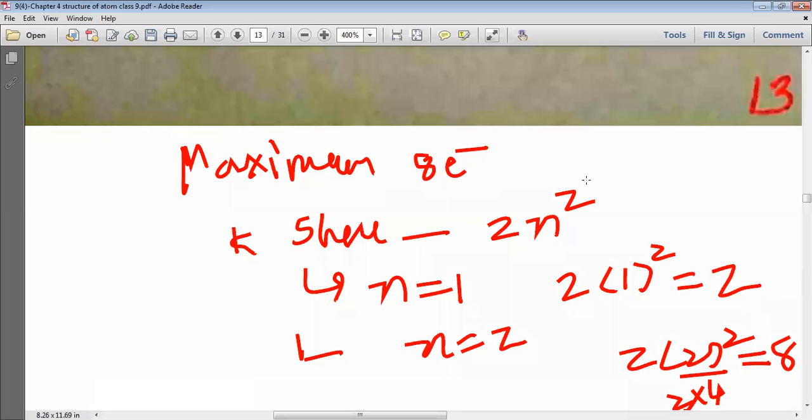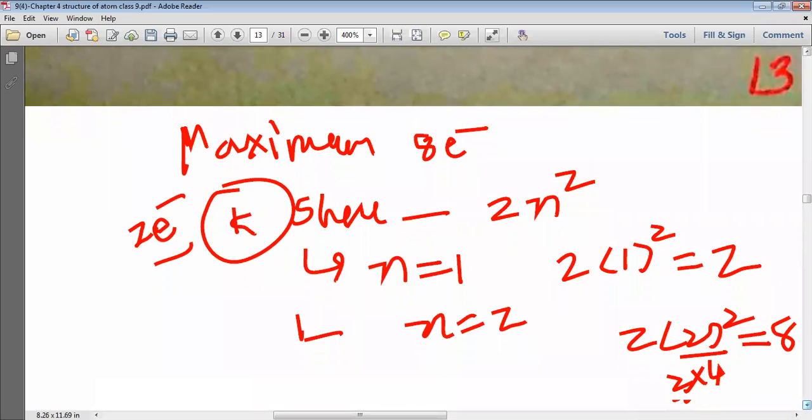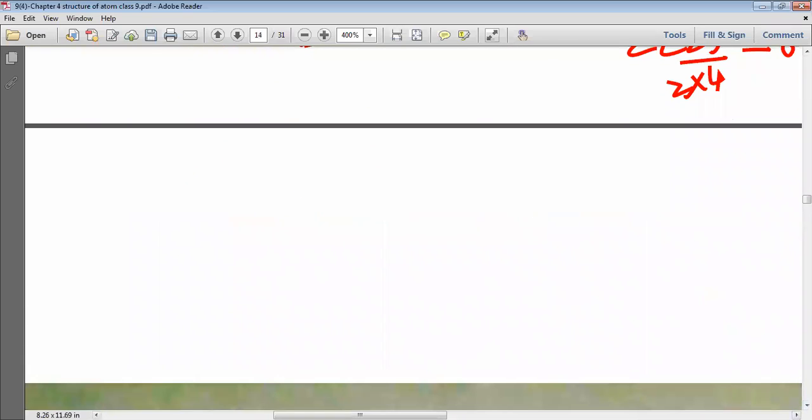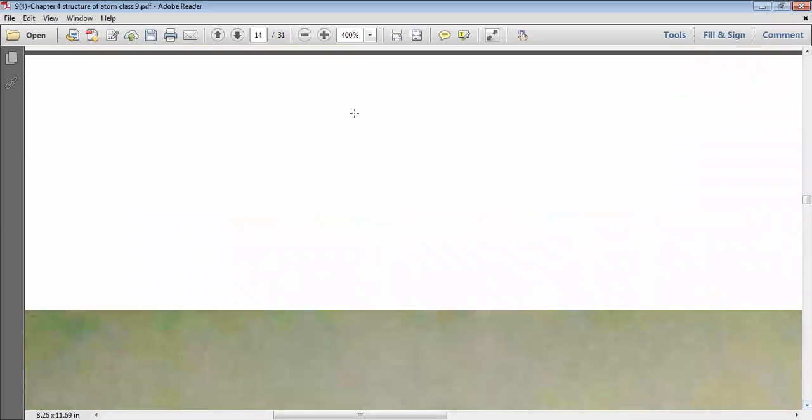So this is how, my dear students, we understand how the electrons are filled. You just need to remember that your K shell can have a maximum of 2 electrons. So we can fill only 2 electrons into the K shell. Then in the next shell we can fill 8. Even after that we can fill 8. But in K we can fill only 2.